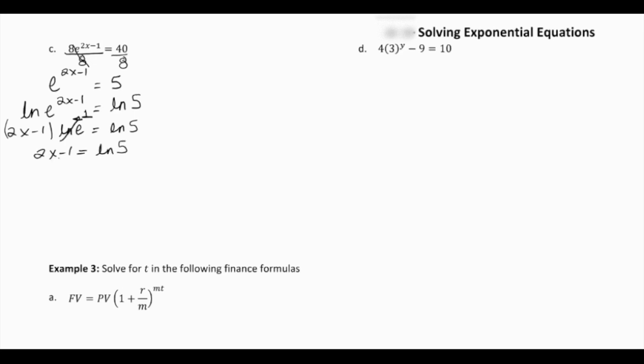We need to solve for x. So we add 1 on both sides. So we have 2x equals ln of 5 plus 1. And then we divide both sides by 2. So x equals ln of 5 plus 1, over 2. We plug that in the calculator, and that's approximately 1.305.